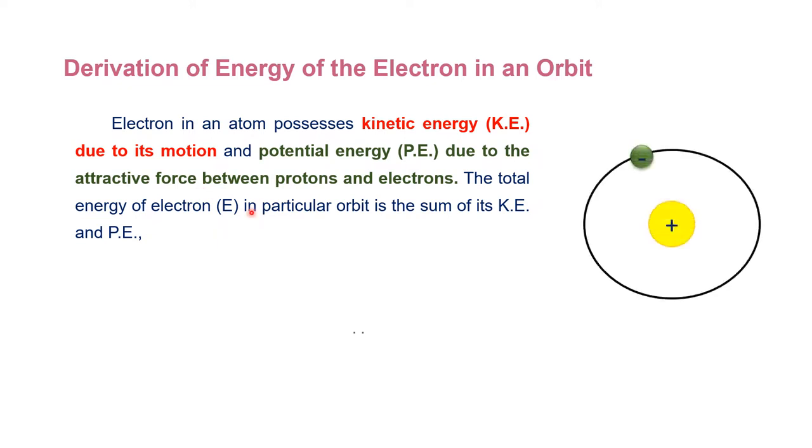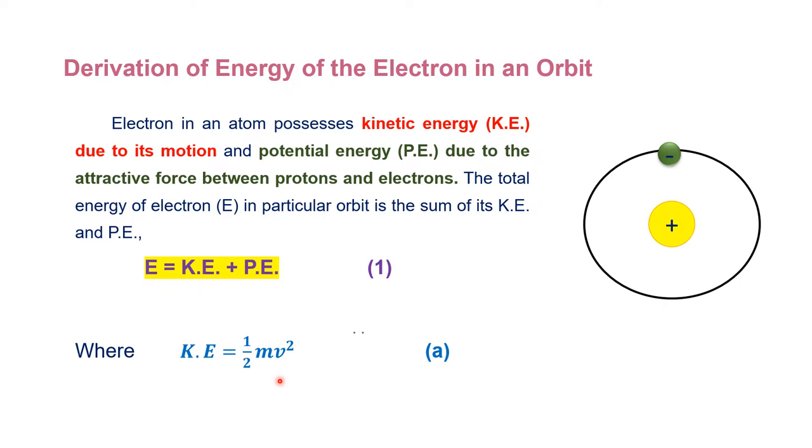We know that the electron can possess both kinetic energy and potential energy. Kinetic energy of an electron is due to its motion in an orbit, while the potential energy of an electron is because of the attraction with the nucleus. So if we want to calculate the energy of an electron, we will sum up both the kinetic energy and potential energy. And we know that the kinetic energy is equal to half mv square. m is the mass of electron and v is the velocity of electron.